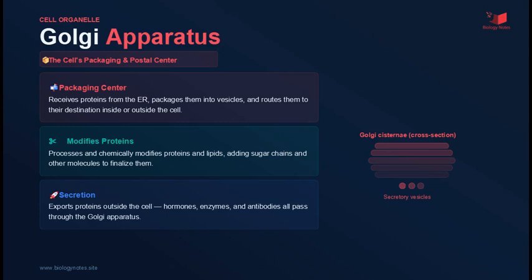The Golgi apparatus is the packaging center of the cell. It receives proteins from the endoplasmic reticulum. These proteins are modified, packed, and sent to different parts of the cell. It also helps in secretion of hormones and enzymes. Because of this function, it is called the post office of the cell.